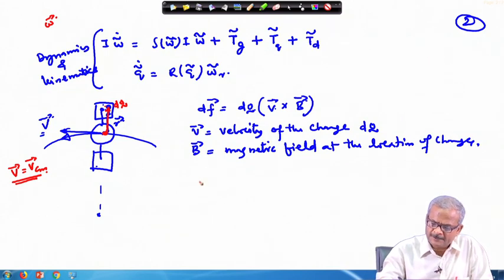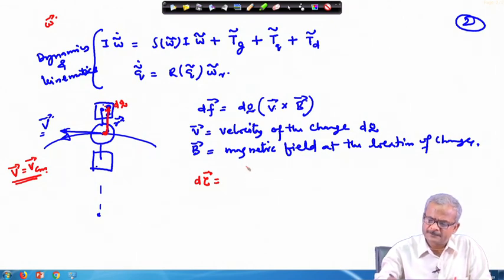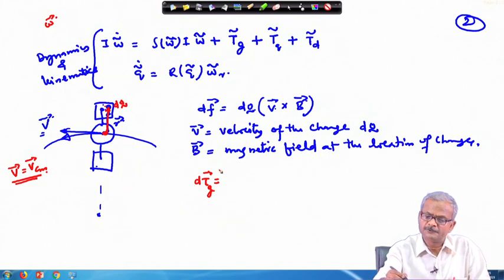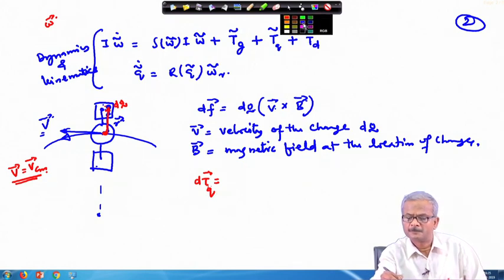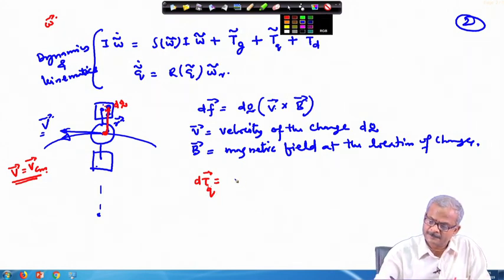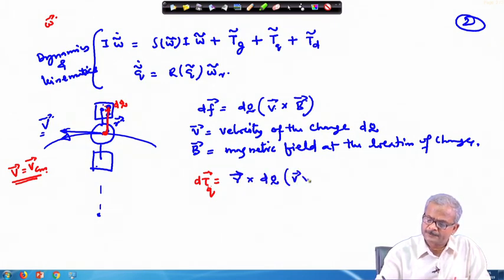So, the torque acting on the charge will be given by, or we can write it as, dT due to q. dT q will then be r cross dq times v cross B.